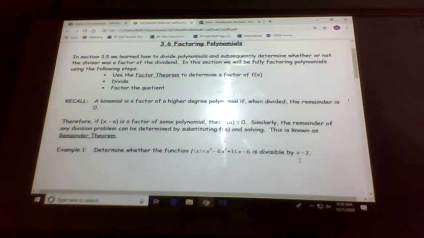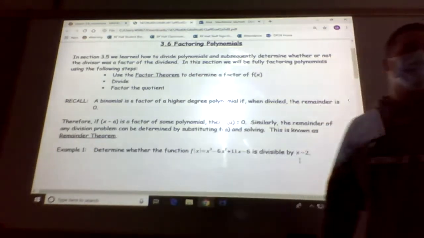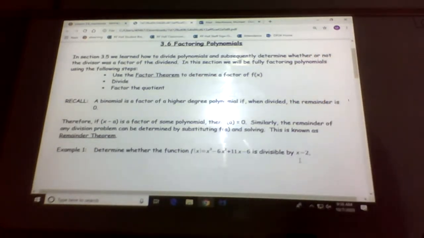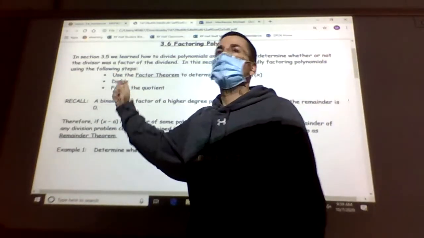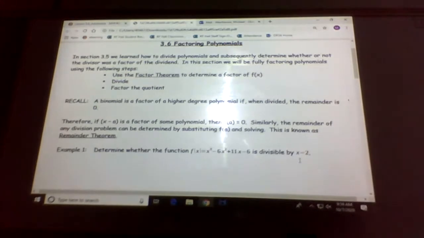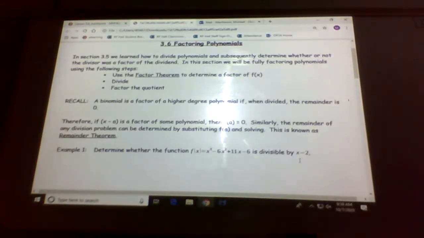Coming up with the divisor, we're using the factor theorem. I'll show you that with an example. Once we find out what the factor is, then we can divide, and then we can factor fully. Again, I'll show you with some steps.